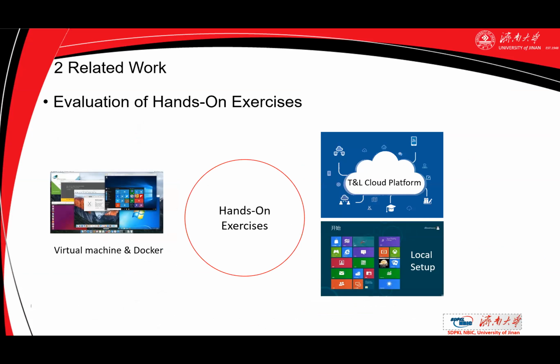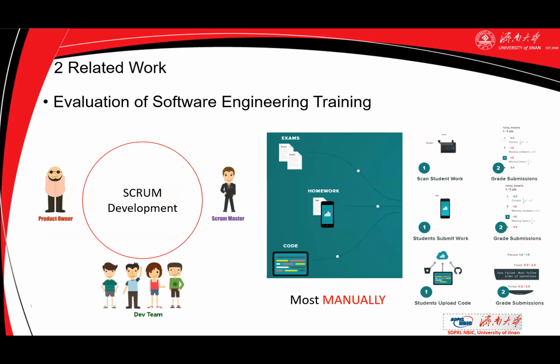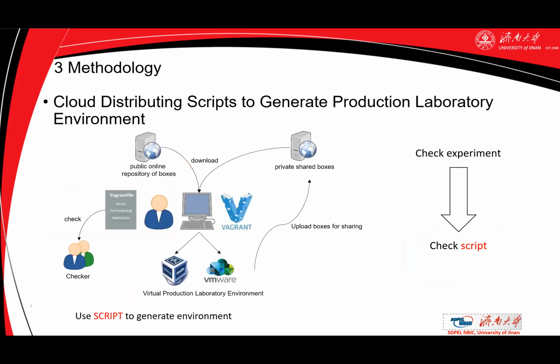Traditionally, we can use virtual machines and Docker to check the completion of students' development tasks, or we ask students to develop a project on the cloud platform, and sometimes the teacher will check it in class. However, these methods are manual. Now, we can let students upload scripts to an online platform. These scripts can reproduce student development behavior, and in this way, our inspection has changed from checking the experiment to checking the script.